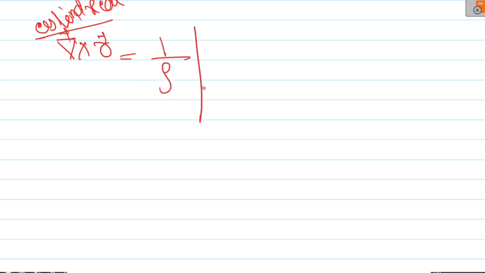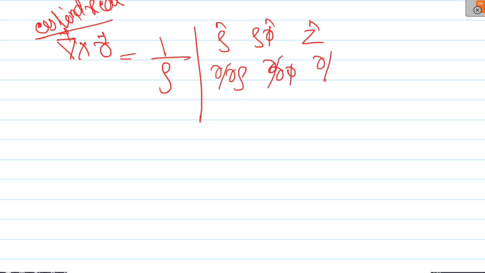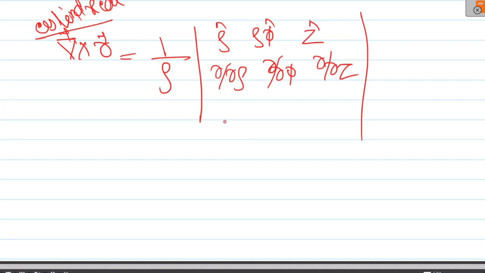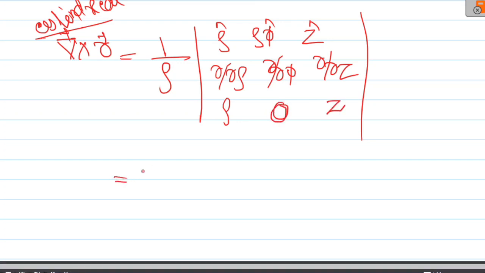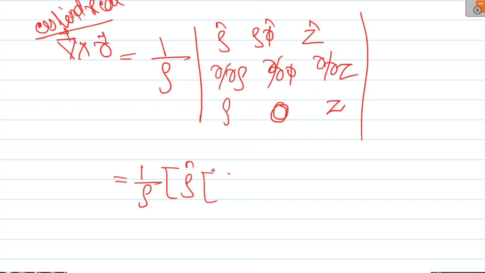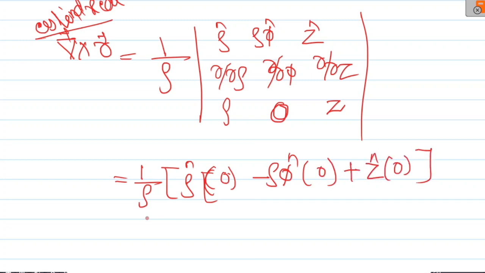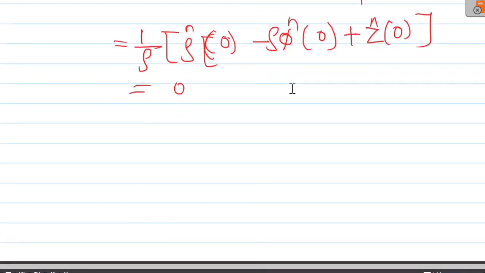Next, curl of position vector in cylindrical coordinate system. So write the curl: 1 by rho, rho cap, rho phi cap, z cap, del by del rho, del by del phi, del by del z. Again here the rho component is rho, phi component is 0, z component is z. Now again calculate the determinant: 1 by rho, rho cap del z by del phi, which is 0, minus rho phi cap times 0, plus z cap times 0. So again 0. So curl of position vector in cylindrical coordinate system is also 0.